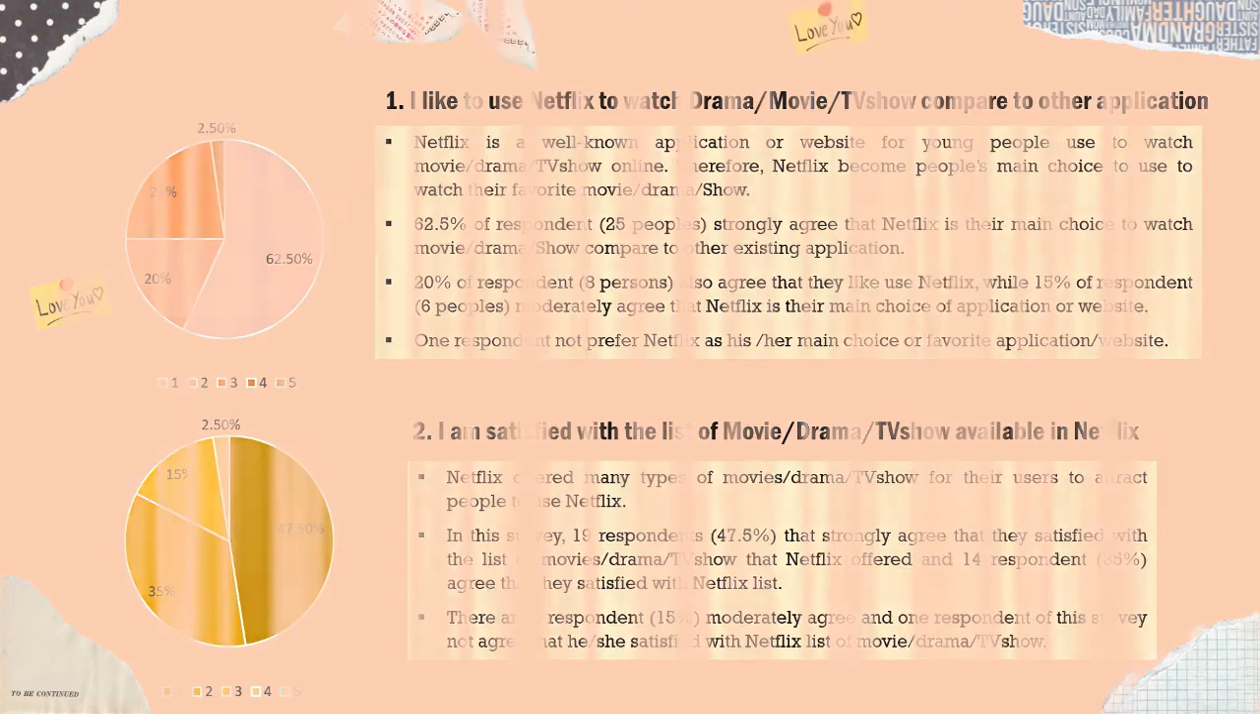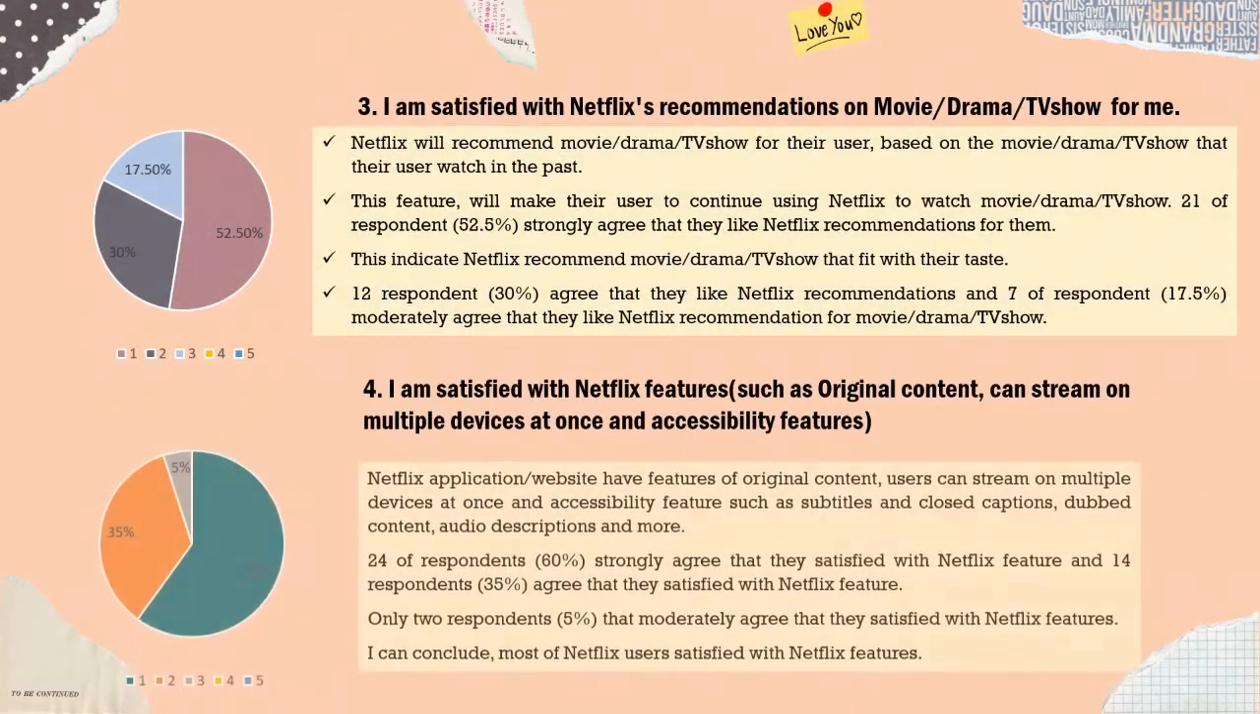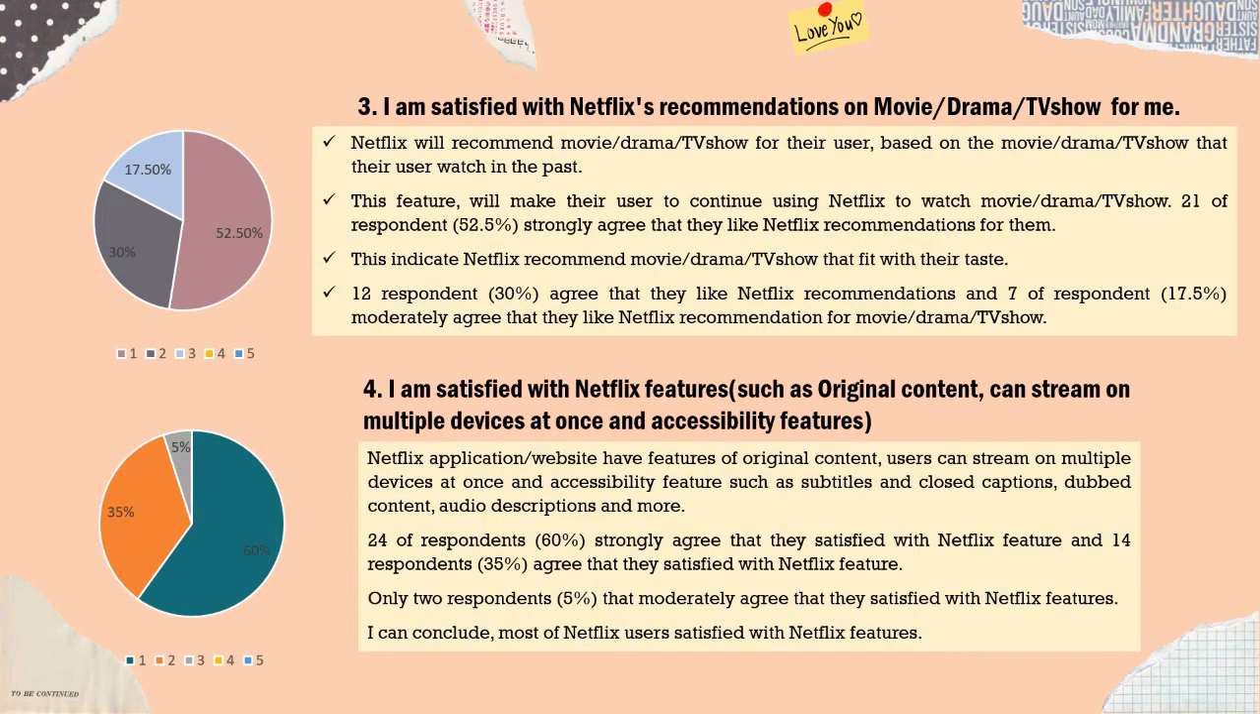For the third result, I can see that most of the respondents are satisfied with Netflix's recommendations of movies, dramas or TV shows for them. As we know, Netflix recommends movies, dramas or TV shows to its users based on their user history. And 21 of the respondents, which is 52.5%, strongly agree that they like Netflix's recommendations for them, and 7 of the respondents, which is 17.5%, moderately agree.